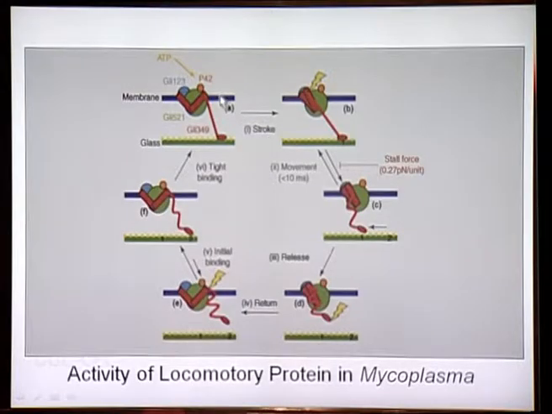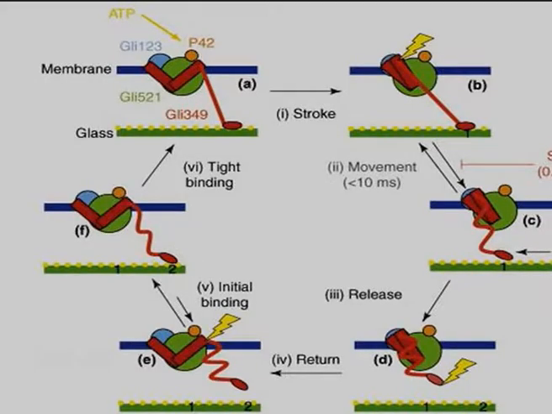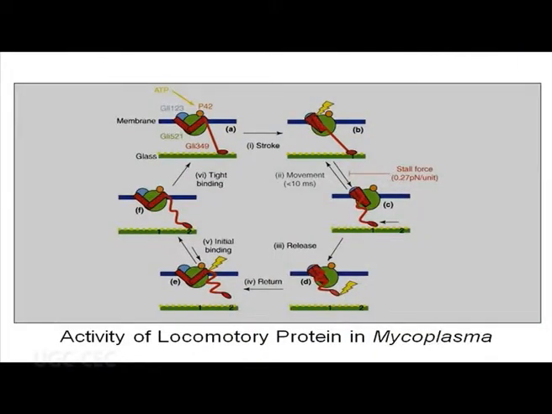This particular figure shows the protein function of Gli349. This protein binds with the sialic acid residue of the cell surface or receptor surface, and this protein becomes straight. This is definitely ATP dependent, and it brings about a conformational change in the protein, which creates a stroke. Like when we walk, we strike the ground surface, so this protein is also striking the ground surface. In the next stage, the stroke increases, that is, the leg increases in length, so the power of the stroke and the force increase.